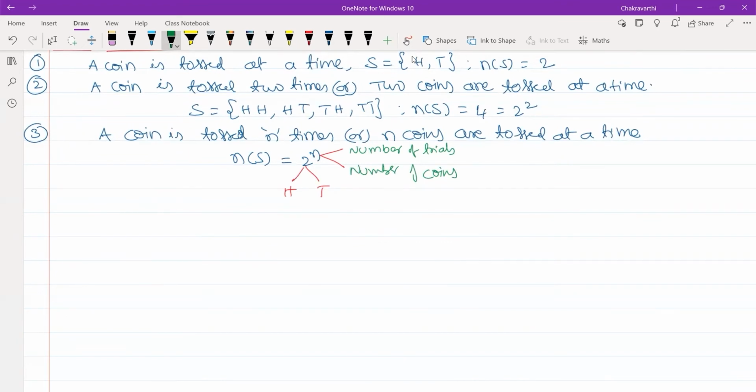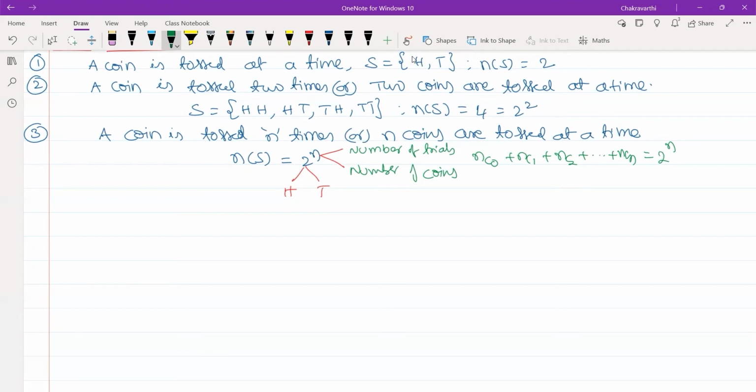This actually generates the sum of the binomial coefficients: nC0, nC1, nC2, and so on, nCn, that is equal to 2 power n. Here the values are 0, 1, 2, 3, and so on to n: no head, 1 head, 2 heads, n heads.